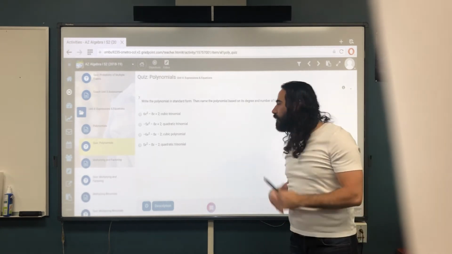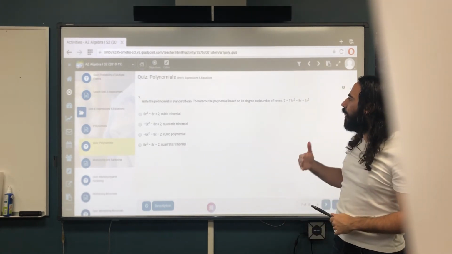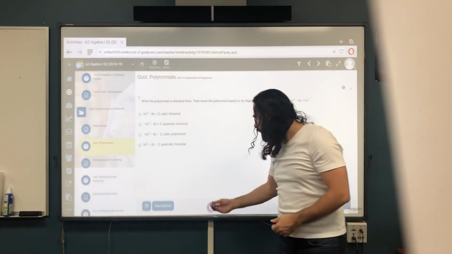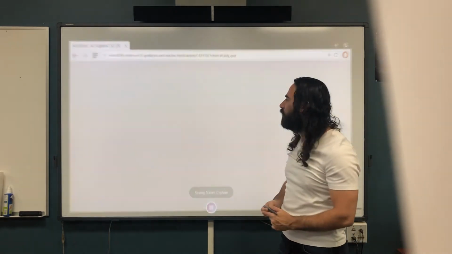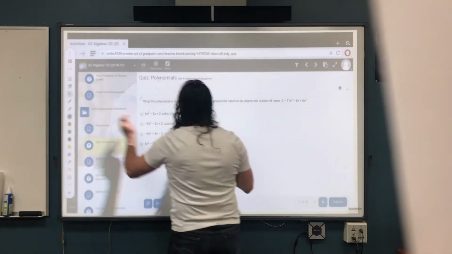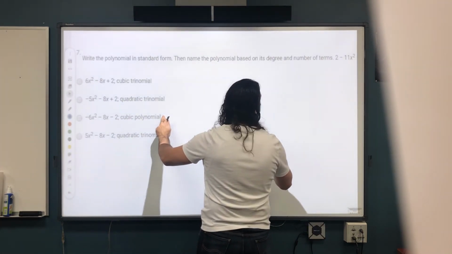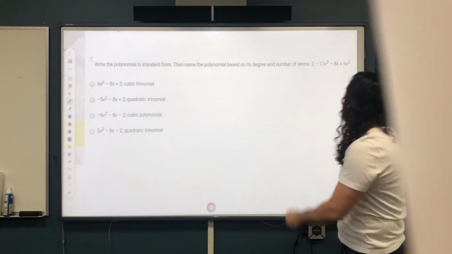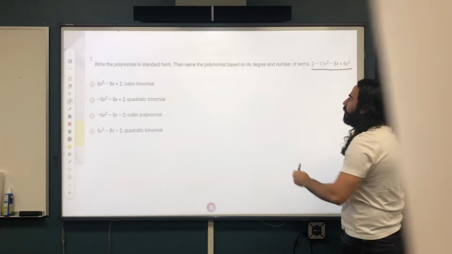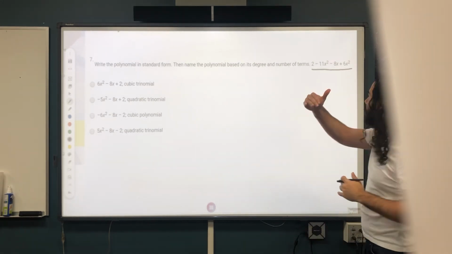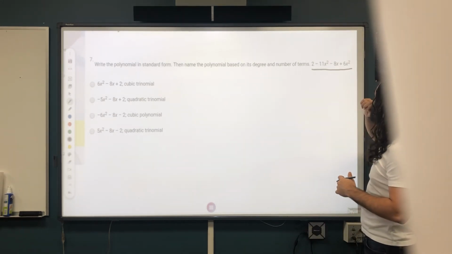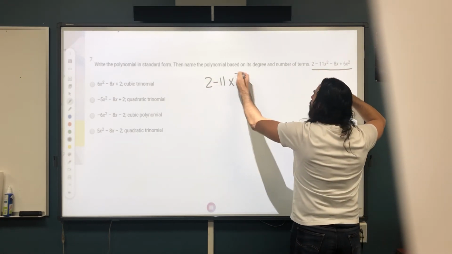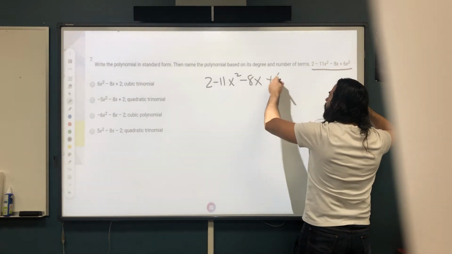Write the polynomial in standard form, then name the polynomial based on its degree and number of terms. So of course, guys, this one is easy. We just did it. We'll do it again. Look how easy it is. So this is the polynomial. We need to write it in the standard form. So again, we start with the highest degree, with the highest exponent. Let me rewrite it. We have 2 minus 11x squared minus 8x plus 6x squared.